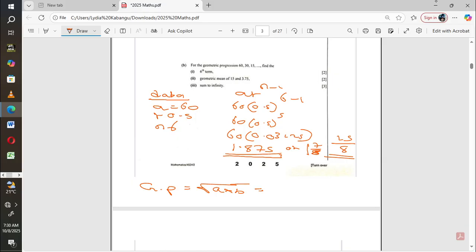Okay, so here we're going to have those numbers, which is 15, you multiply by what? By 3.75. So this is the formula that you can use to find the geometric mean. The geometric mean simply means the number which is between these two numbers, 15 and 3.75. So we use this one. Now from there, if you just punch this on the calculator, that is 15 times 3.75, you are going to have the root of 56.